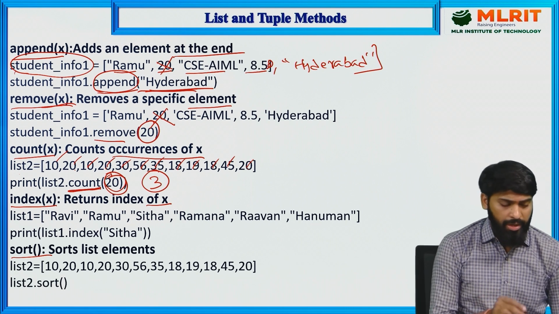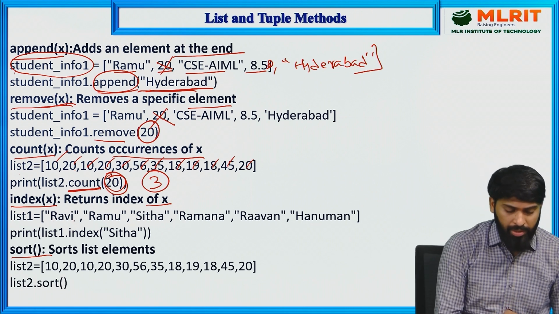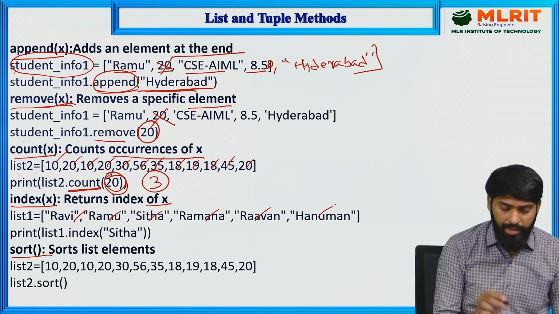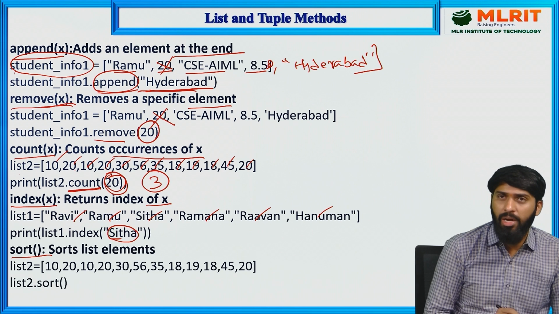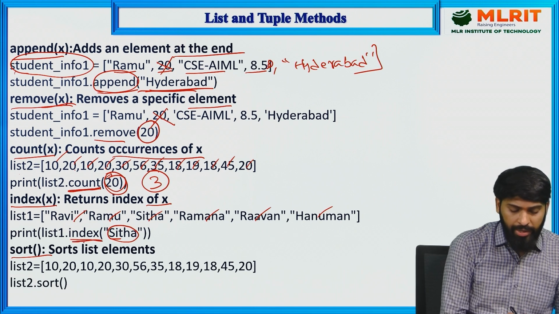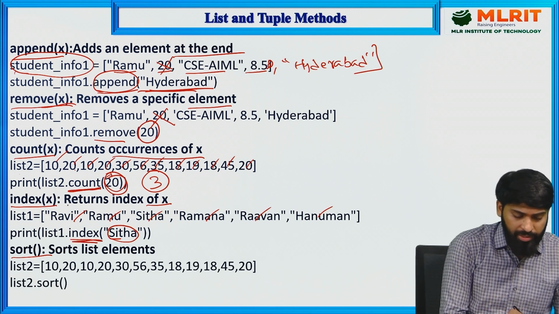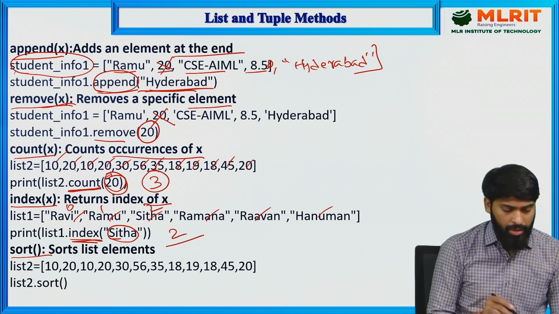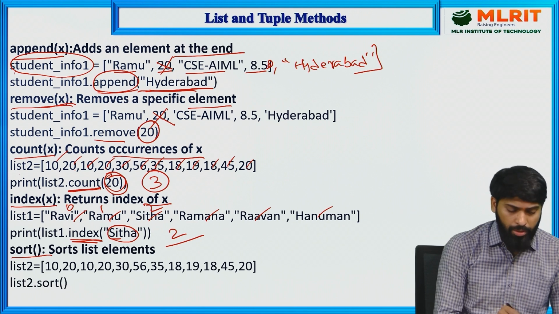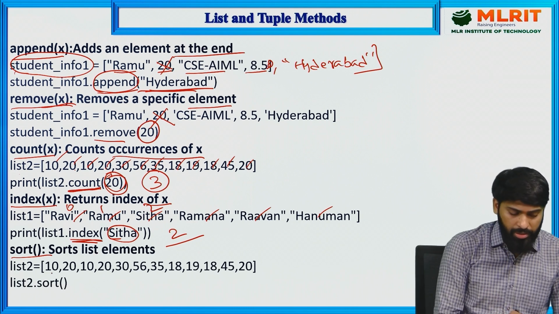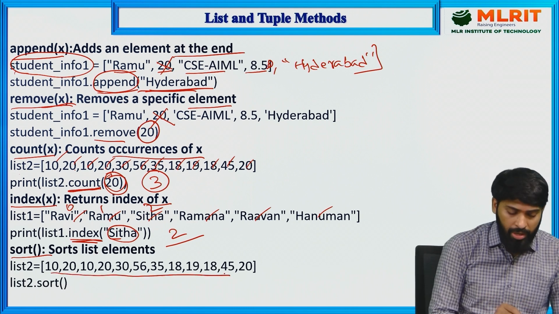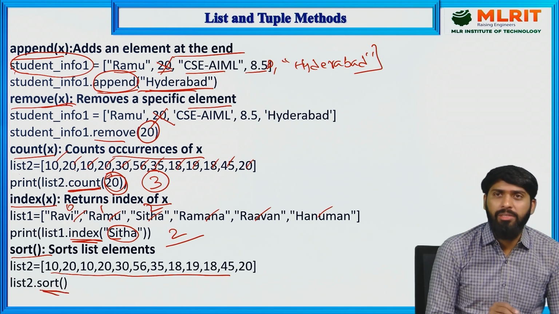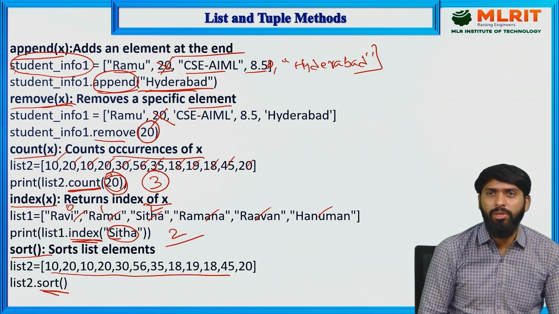Next, index. This is list 1: Ravi, Ramu, Sita, Ramana, Ravan, Hanuman. Now I want to know the index of the item Sita. How? List 1 dot index. Now what is the index of Sita? 0, 1, 2. So 2 is the expected output. Now sort. This sort method we use to sort list elements. These are the elements in list 2. If you use list 2 dot sort, all the elements in list 2 are in sorted order.